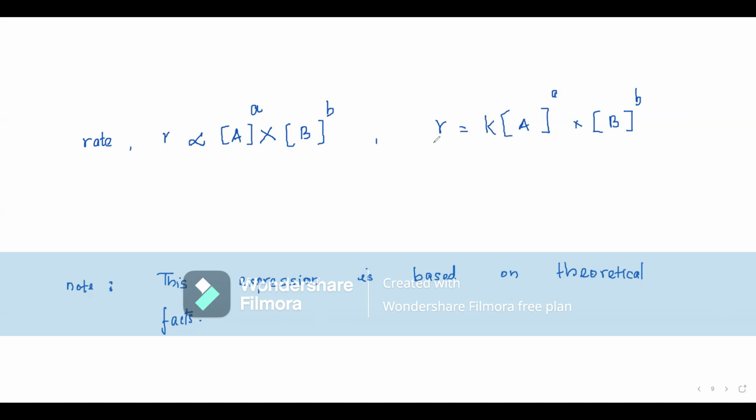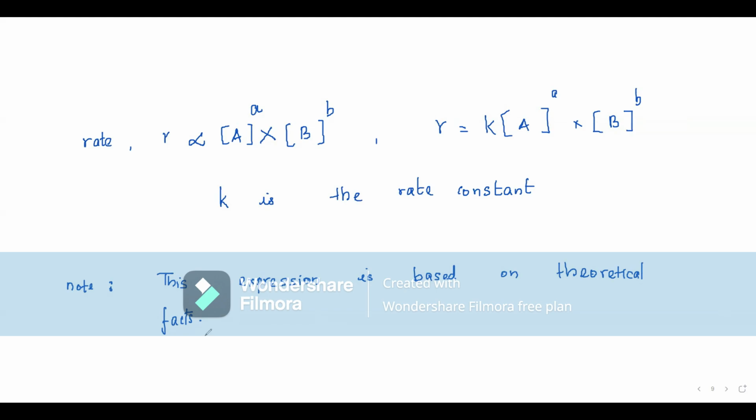But what is this k here? k is called the rate constant of the reaction. Okay, k is called the rate constant of the reaction.